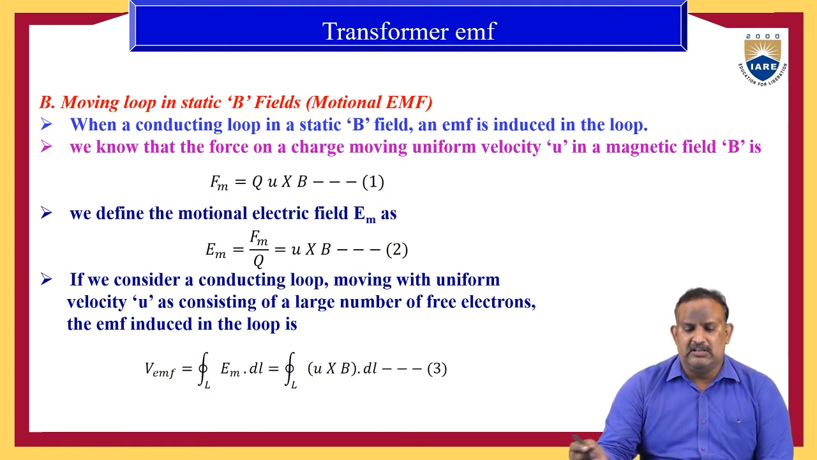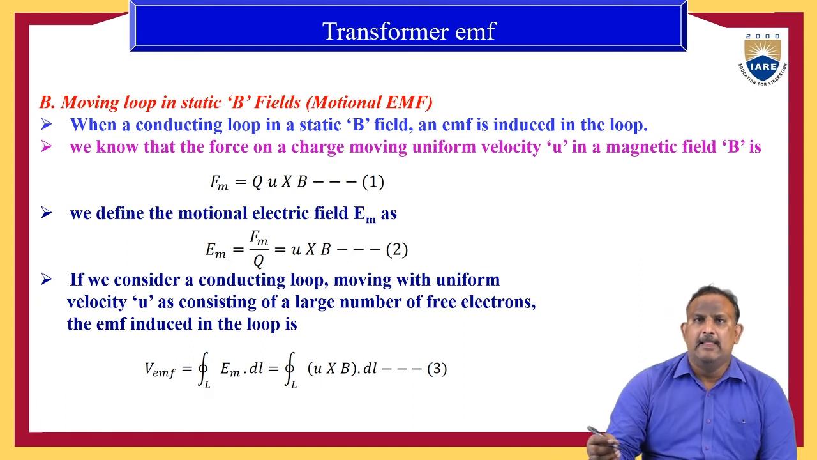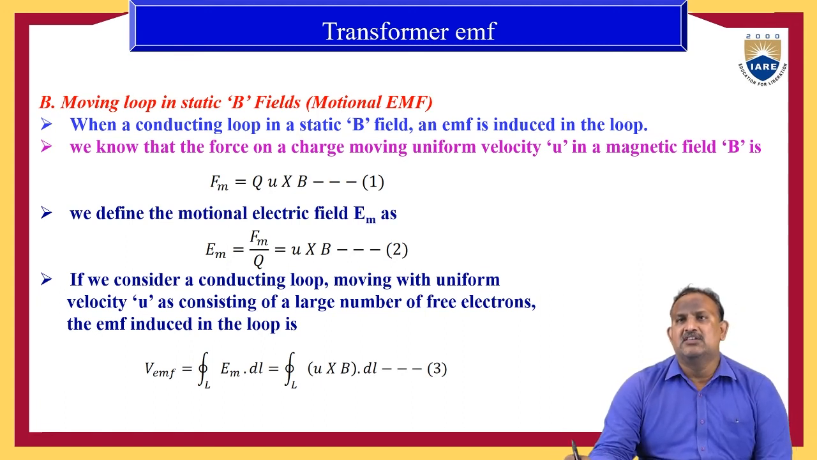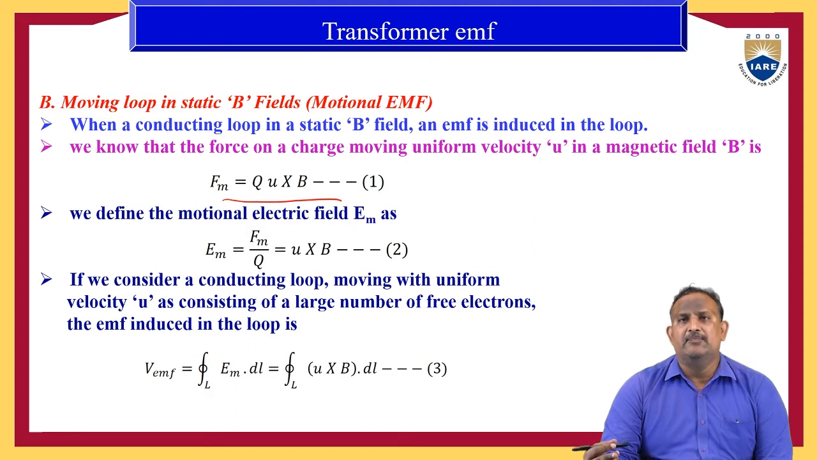Motional EMF. Let us assume a conducting loop in a static magnetic field, and an EMF is induced in the loop. We know that the force on a charge moving with a uniform velocity u in a magnetic field B can be expressed as Fm is equal to Q into U cross B, where U is the velocity.